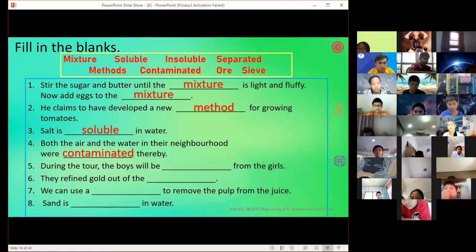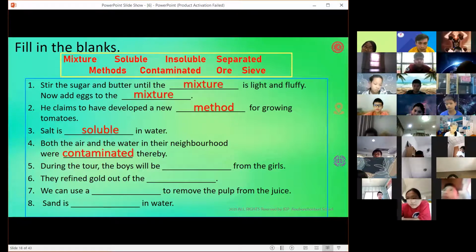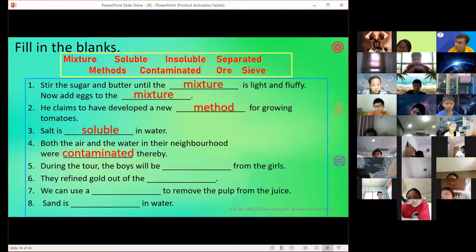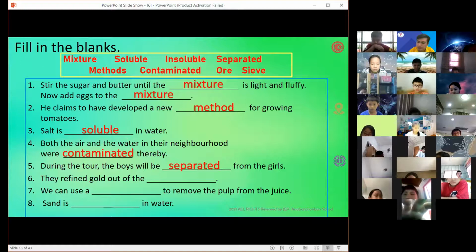During the tour, the boys will be blank from the girls. Parami, number 16. What do you think is the answer here for number 5? Separate. Separated. Okay. The boys will be separated from the girls. Can you read the sentence, Parami? During the tour, the boy will be separated from the girl. Perfect. Number 6. Who wants to answer number 6?